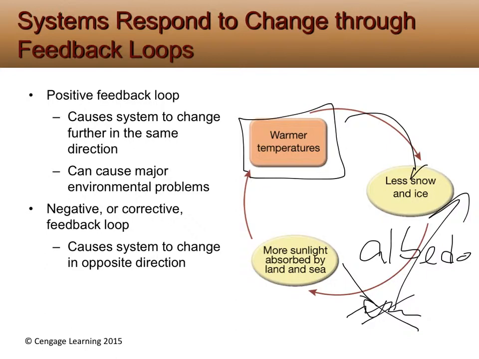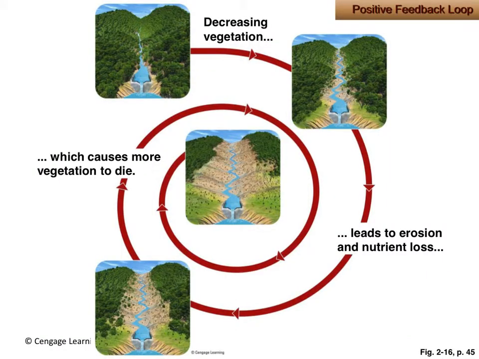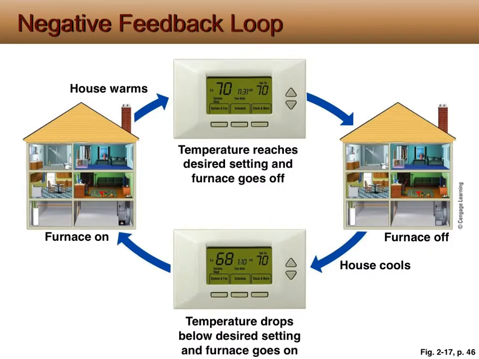Negative or corrective feedback loop, I'll show you a picture of that one. Let's do the positive one real quick. This is the example that was given in the beginning of the book. If we cut down the vegetation around this water area, which is called the riparian area, by the way, we get increased amounts of erosion and nutrient loss. The more erosion we get, the fewer nutrients we have and then trees can't grow. Then more vegetation dies and it just keeps going and going. That's a positive feedback loop, it keeps the direction.